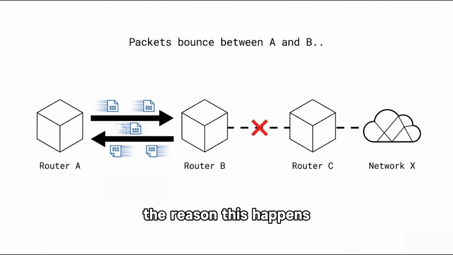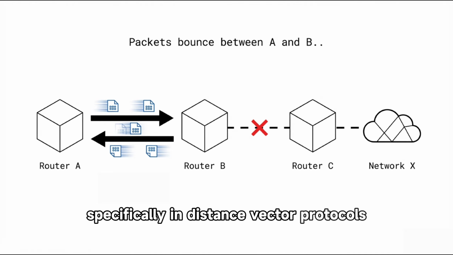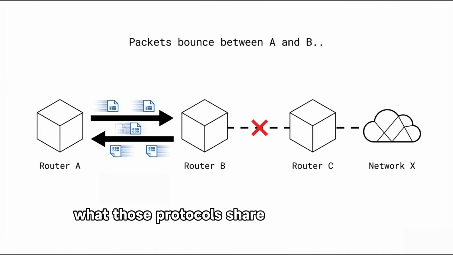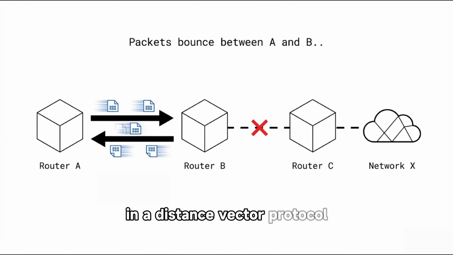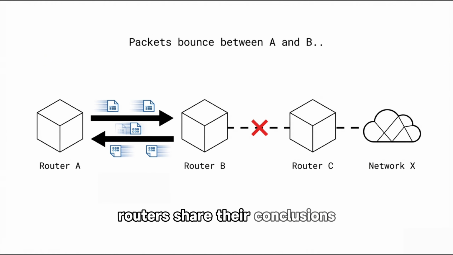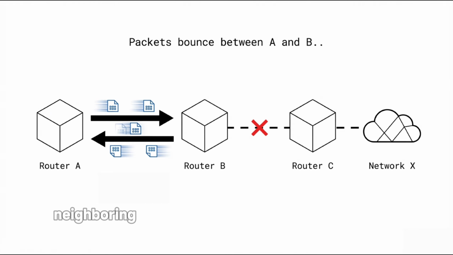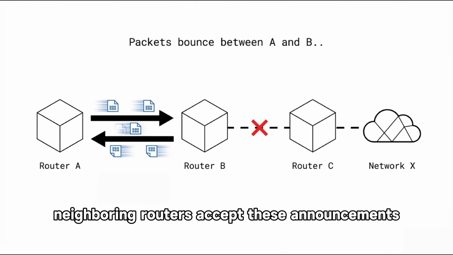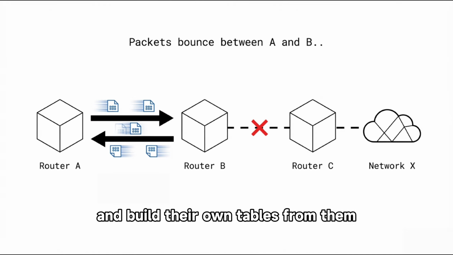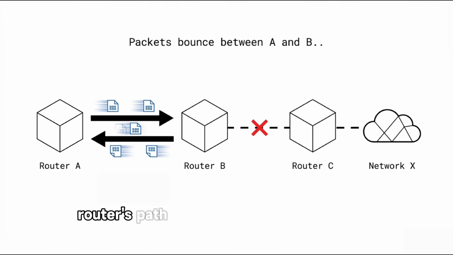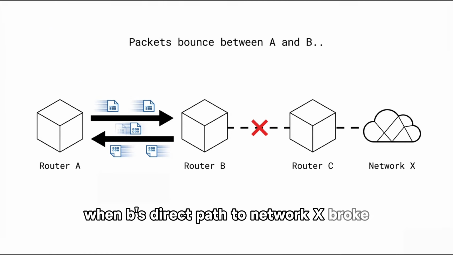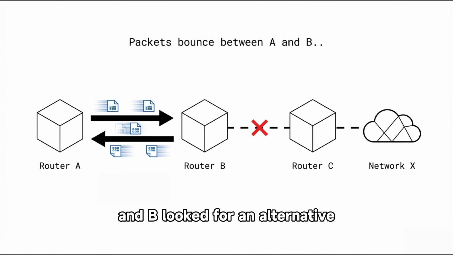The reason this happens specifically in distance vector protocols comes down to what those protocols share with each other. In a distance vector protocol, routers share their conclusions. I can reach network X at a cost of 2. They don't share the full path, or the reasoning behind that conclusion. Neighboring routers accept these announcements and build their own tables from them, without knowing whether the advertising router's path happens to run through them.